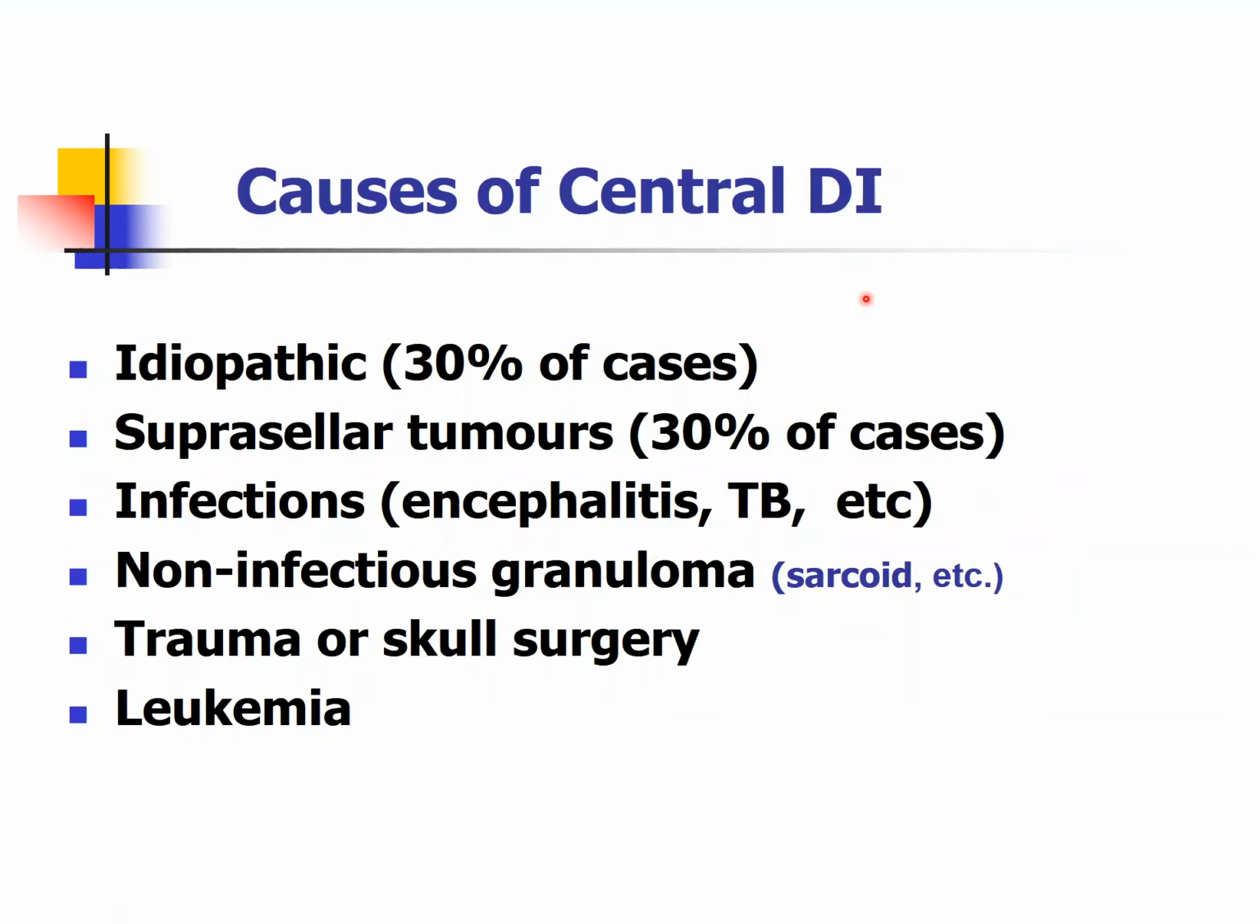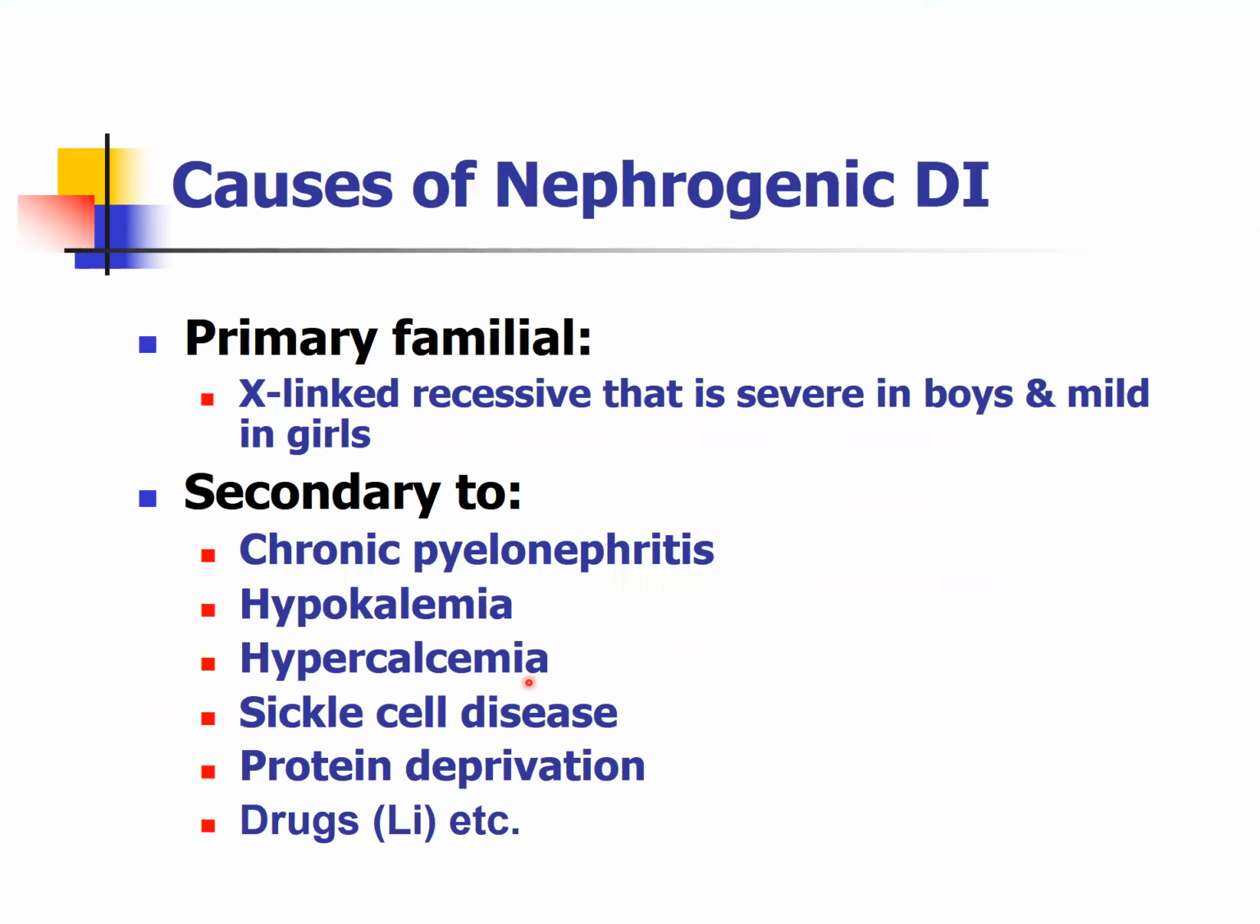Now, what can cause the central type of diabetes insipidus? About 30% we do not know what the cause is. And additionally, there can be suprasellar tumors, about 30% of the cases, infections such as encephalitis, tuberculosis, or non-infectious granulomas such as sarcoid diseases, or trauma or surgery, and leukemia infiltration can cause central diabetes insipidus.